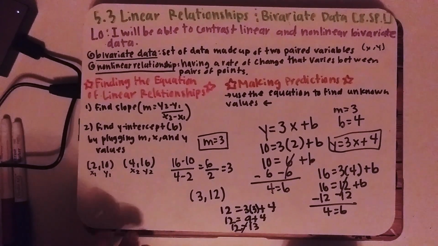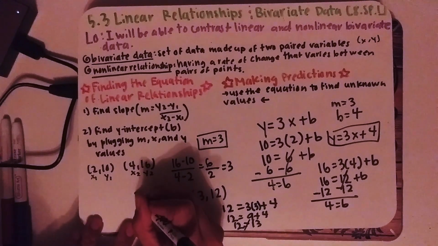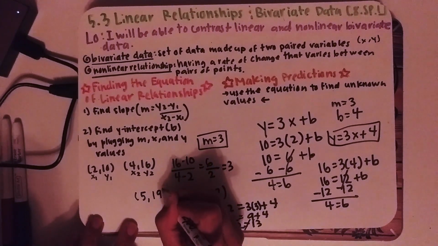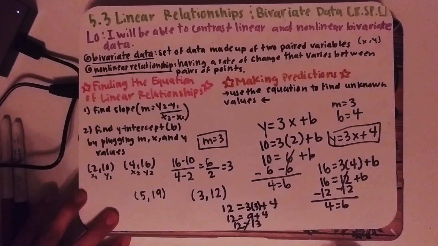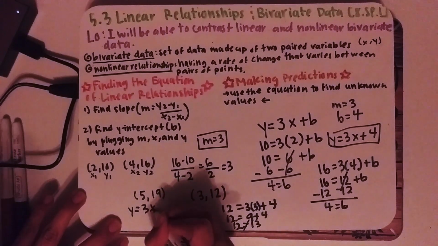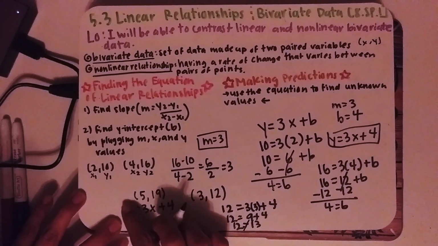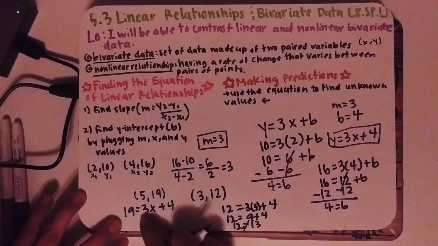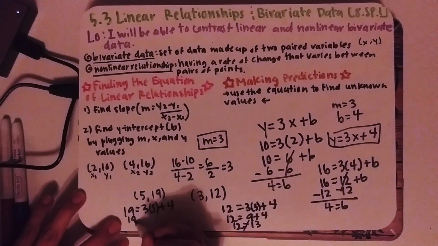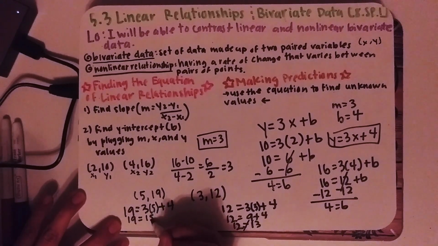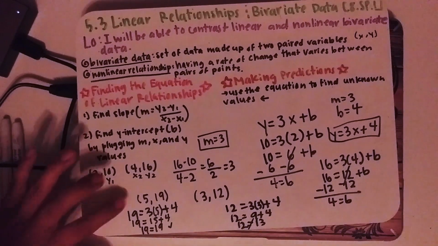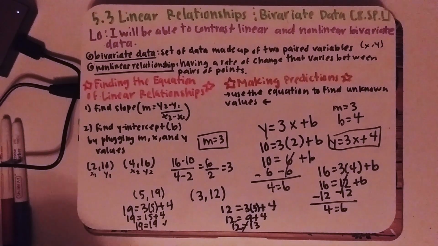Let me give you another example. If I have 5 comma 19, is that point part of the relationship? Let's see. I'm going to do y equals 3x plus 4. I replace my y with 19, and the 5 is the x, so I put a 5 there. Is 19 equal to 3 times 5? That's 15, and 15 plus 4 is 19. Is 19 equal to 19? Yes. So this point is actually on the graph, on the line.